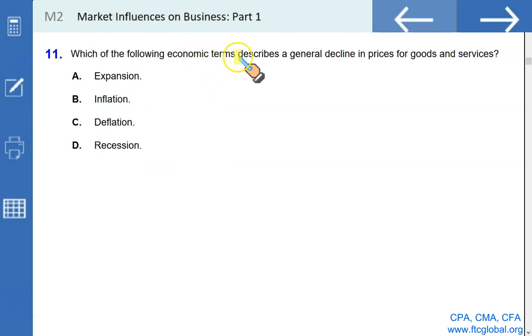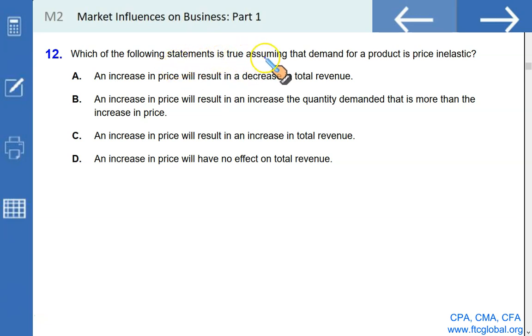Which of the following economic terms describes a general decline in the price of goods and services? That is deflation. C. Expansion is incorrect because expansion depicts one of the phases of the business cycle. Inflation is the persistent increase in the general price level over a period of time, and recession again is a part of the business cycle.